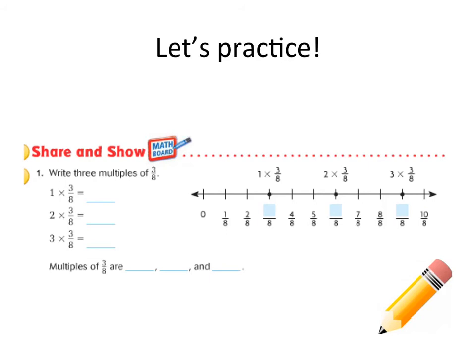Let's check and see how you did. I know my denominator is going to stay the same. If I'm multiplying 1, I've got one group of 3/8, so I still have 3/8. I know my denominator is going to stay the same. I'm multiplying 2 groups of 3/8, so I'll have 6/8. I know my denominator is going to stay the same. I've got 3 groups of 3/8, so I've got 9/8. So you should see 3/8, 6/8, and 9/8.